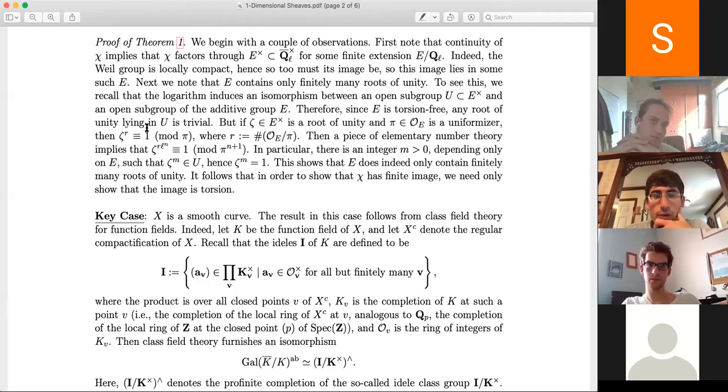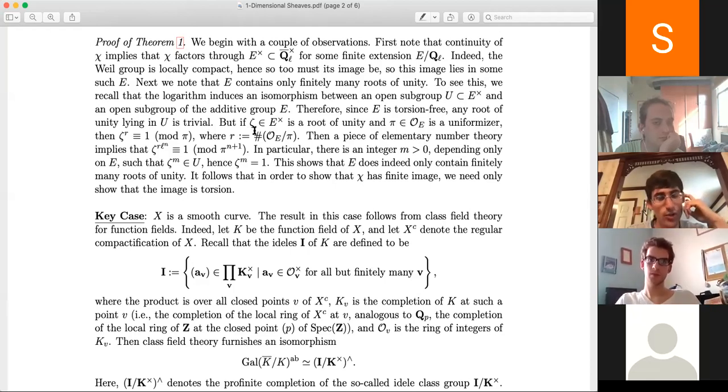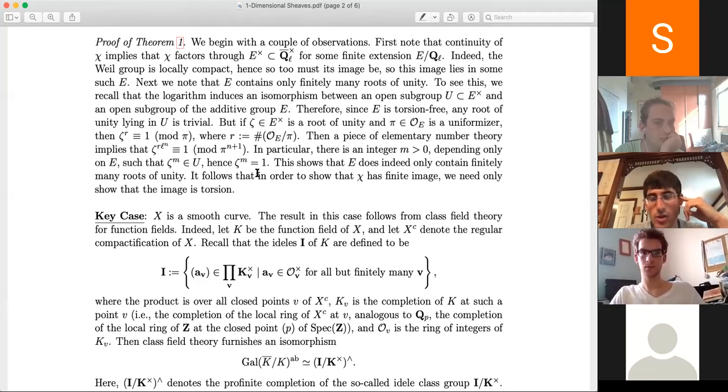And therefore, pulling back to U, we see that U must be torsion-free. So in other words, any root of unity in U is actually just 1, okay? So now, why is it true that there are finitely many roots of unity? Well, the point is that if I have a root of unity, there's an integer m depending only on E such that z to the m is in U, and therefore z to the m is 1.